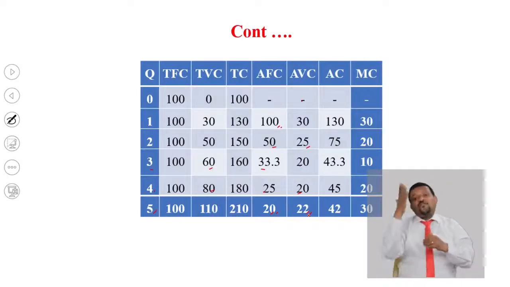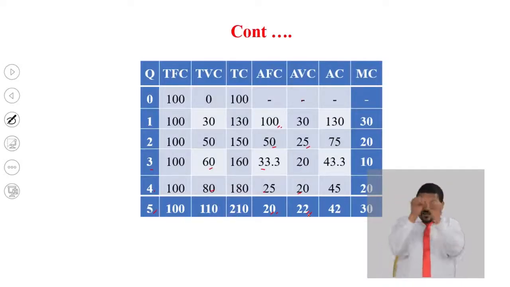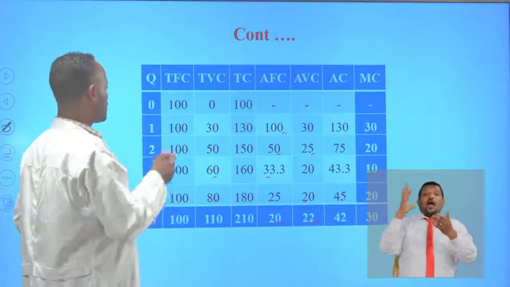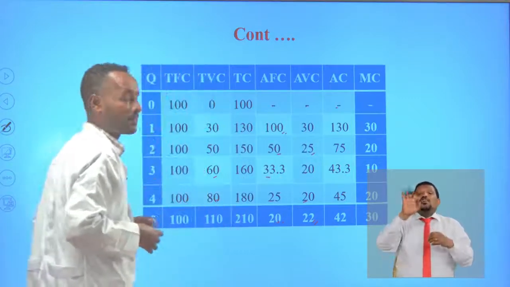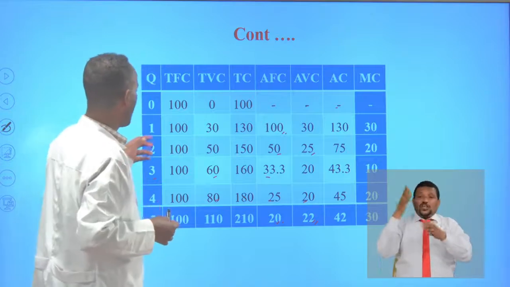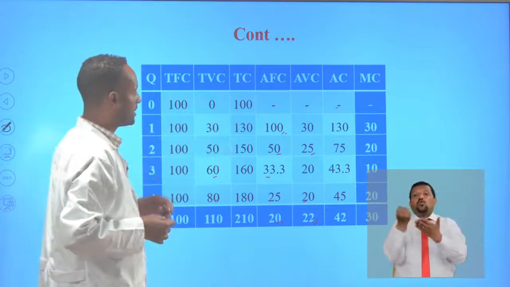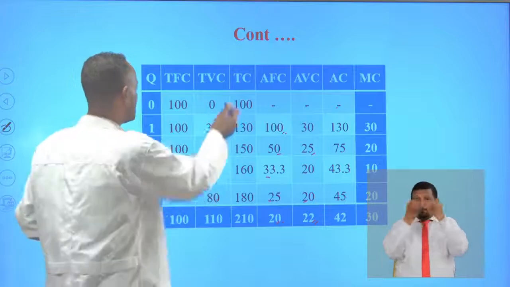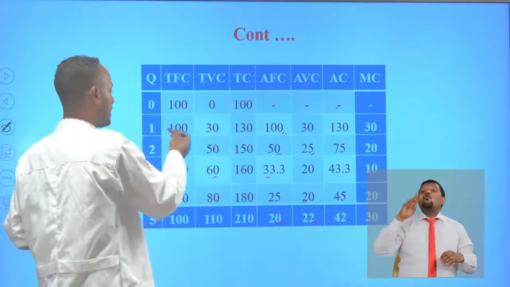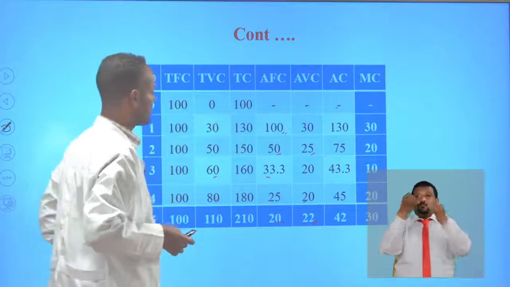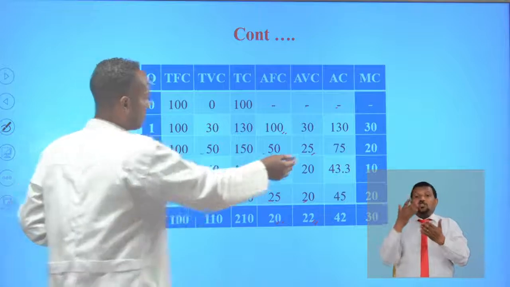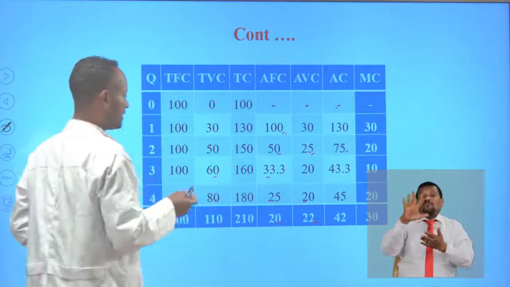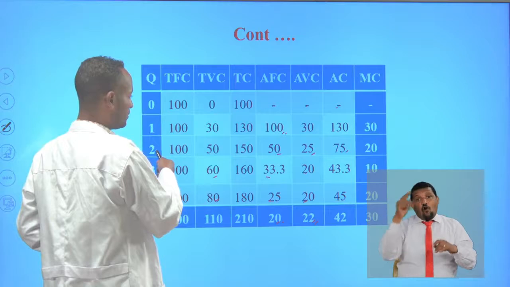The average cost of production is calculated by dividing total cost by the output produced and sold. The average cost of producing 0 units is undefined because the denominator is 0. The average cost of producing 1 unit of a commodity is 130 BR. It is calculated by dividing TC by Q, 130 divided by 1 is 130. The average cost of producing 2 units of a commodity is 75. It is calculated by dividing 150 by 2.